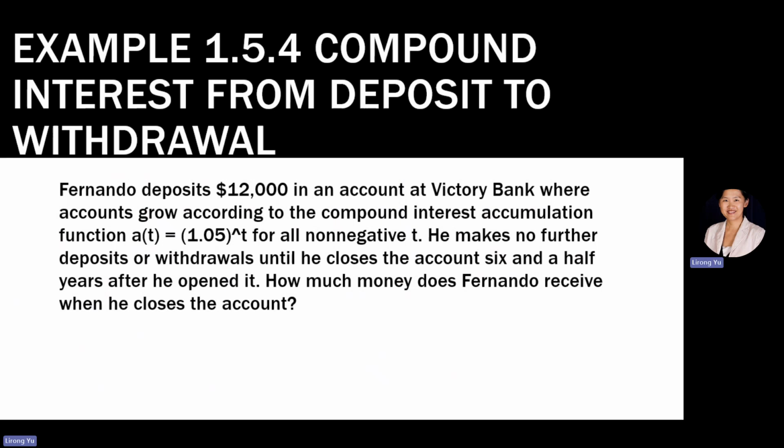Okay, in this question, we're assuming that we have a deposit of 12,000 in an account where it grows according to a compound interest accumulation function. So 1.05 to the power t, that means the interest rate is 5%. He makes no further deposit or withdrawal until he closes the account 6.5 years after he opened it. How much money does Fernando receive when he closes the account? So basically, we're trying to find what he has after 6.5 years.